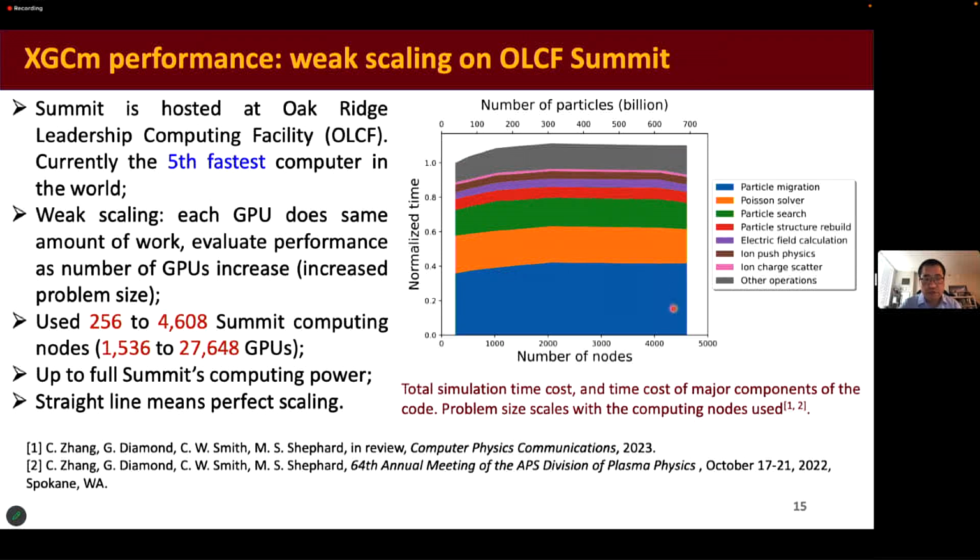So this is the breakdown of different components of our simulation. Particle migration is taking the most time, and then there is particle search, also the Poisson solver. This can be misleading, because the Poisson solver here includes all the operations related to it, not only solving itself but also copying data from PETSc to XGCm and copying data back from XGCm to PETSc, for example. So it includes everything.